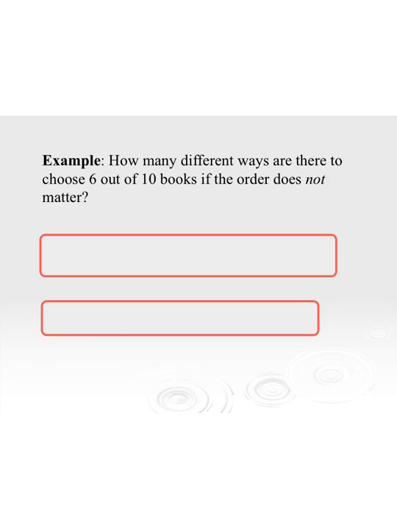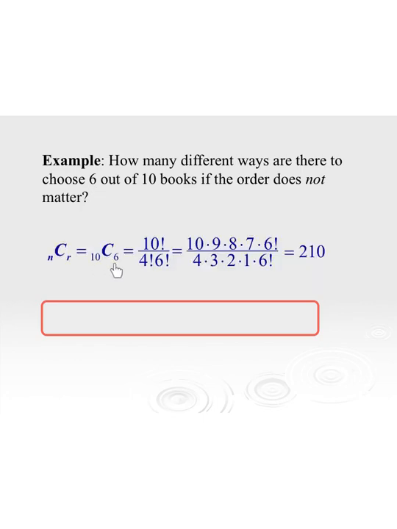And for our final example, the question is, how many different ways are there to choose 6 out of 10 books if order does not matter? So there's 2 different hints here. We said choose 6, and also we are told order doesn't matter. So I know it has to be a combination. I'm going to go ahead and plug it into my formula. I know that my n value is going to be 10 because that's the total number of books. My r value is going to be 6 because that's how many I'm choosing. So my formula is going to end up being 10 choose 6. And then when I plug that in and simplify, we get 10 factorial over 4 factorial times 6 factorial.